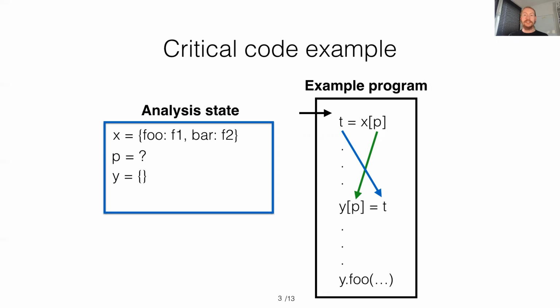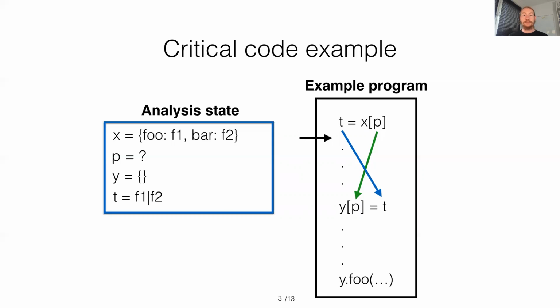On the left, we see the analysis state at the program point indicated by the black arrow in the example program, so currently before the property read. At this point, the analysis state specifies that x is an object with a foo property that has the value f1 and a bar property with the value f2, where f1 and f2 are functions. The analysis does not know the value of p, meaning that it's imprecise, indicated by the question mark. The value of y is an object without any properties.